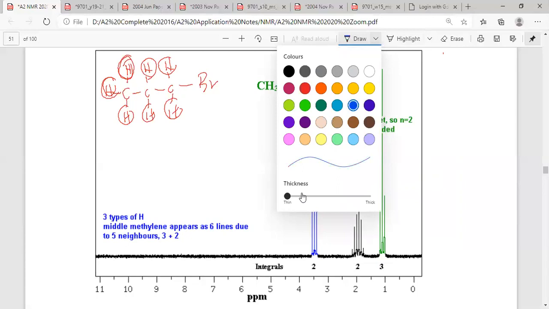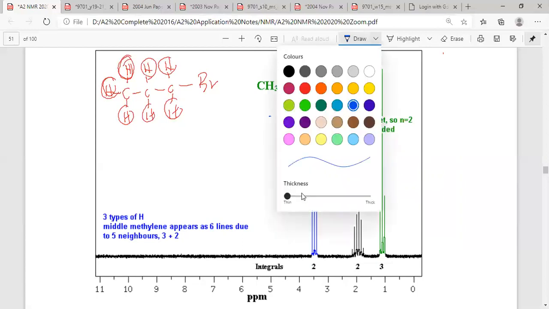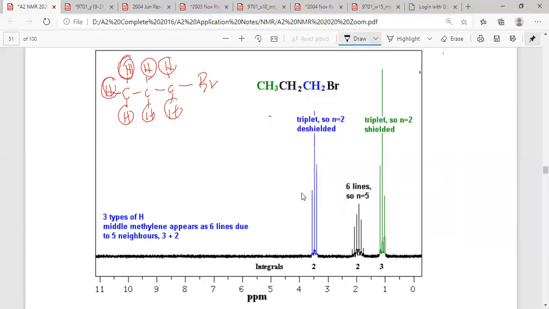Okay, so put black color since it's black here. Black color. Okay. So this 2 will be adjacent to here, isn't it? Right? That means this 2 will split this 1 into how many? Triplet. Say triplet. Okay.